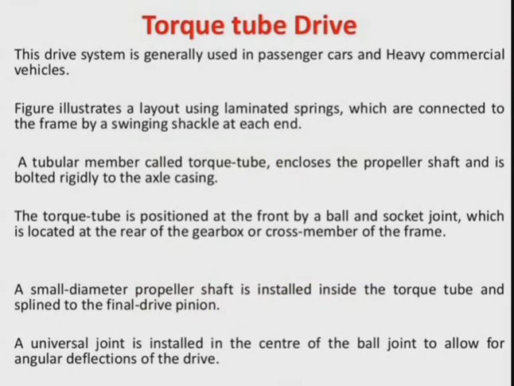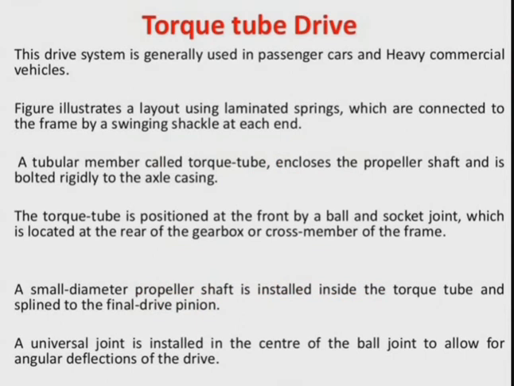There is a torque tube that is positioned in the front by a ball and socket joint, located near the gearbox or the cross member of the frame. The ball and socket joint comes in between the transmission system and the rear end gear system. A small diameter propeller shaft is installed inside the torque tube and splined to the final drive pinion.